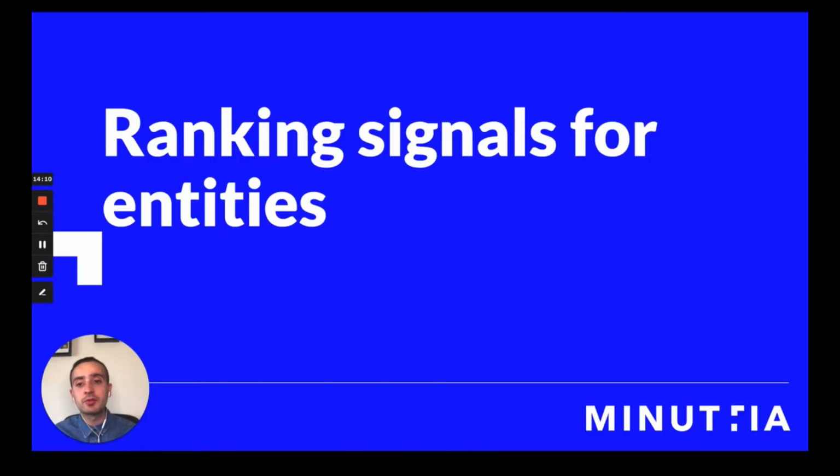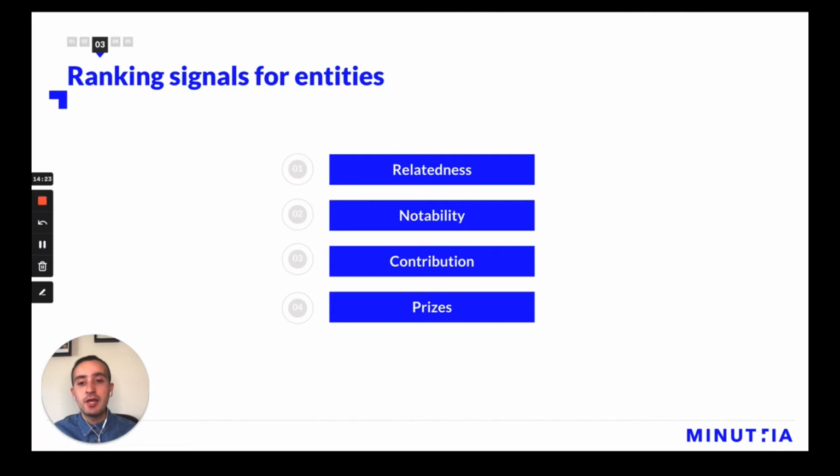Moving forward, we're going to discuss ranking signals for entities, one of the most interesting parts of this video presentation. In general, as you can see here, we have 4 ranking signals for entities: relatedness, notability, contribution, and prices. Let's see what each of these signals is all about.